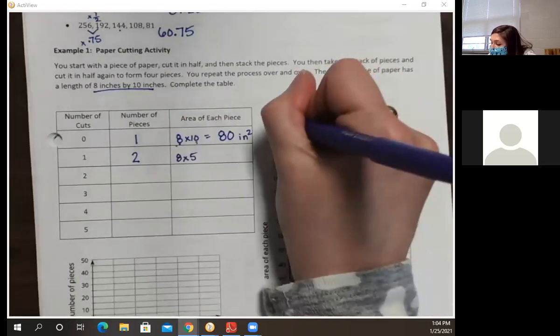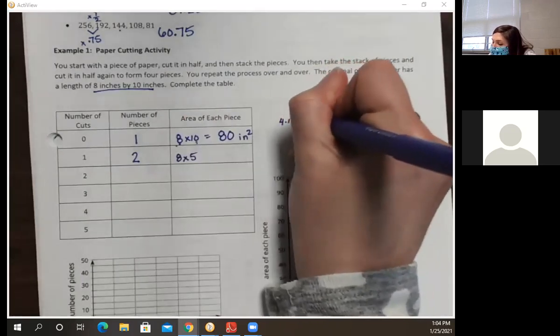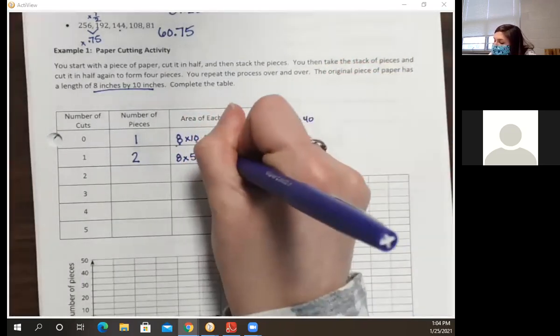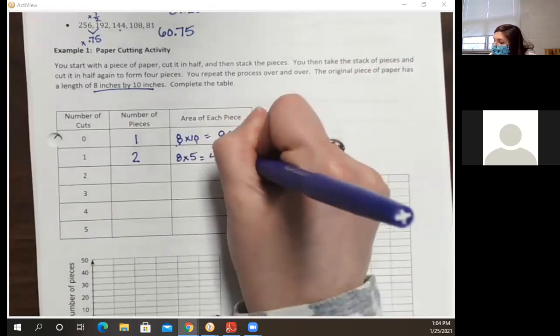If I cut the other side and it were 4 by 10, I would end up with the same area. So it doesn't matter which side I cut.